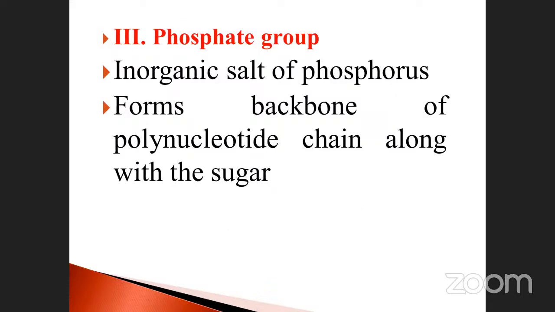Phosphate group. The inorganic salt of phosphorus forms the backbone of the polynucleotide chain along with the sugar molecules. Phosphate molecule, nitrogen base, as well as the sugar molecule are all called a nucleotide. It is repeated more than 1,100 times. That's why DNA is also called a polynucleotide chain. Okay, so see the next slide, my dear.